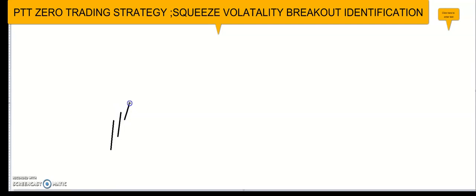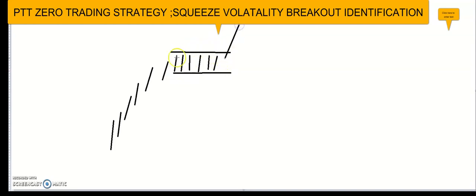Let us see that. It is a bull trend. The candle is going up and up and up, and then suddenly it is not moving around. It goes sideways, forms like this, and then the breakout will happen. Normally, the squeeze comes in this place.